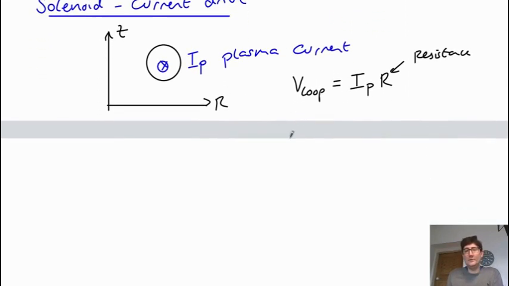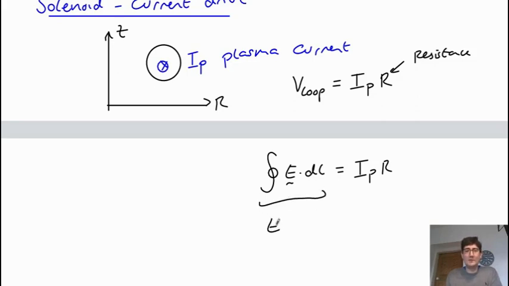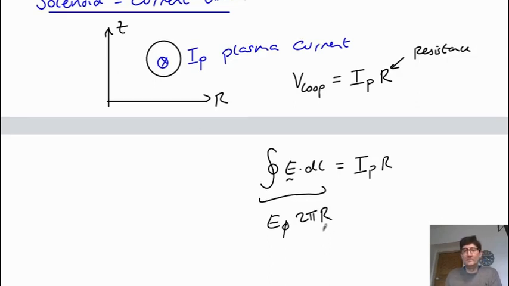Now the loop voltage is just the integral around a loop, so around this angle in the toroidal direction of the electric field. So E dot dl. So that's just IP times R. This is the V loop, the loop voltage. Now this dl, this is just the toroidal electric field times 2 pi times the major radius. And so this is just the distance around here.